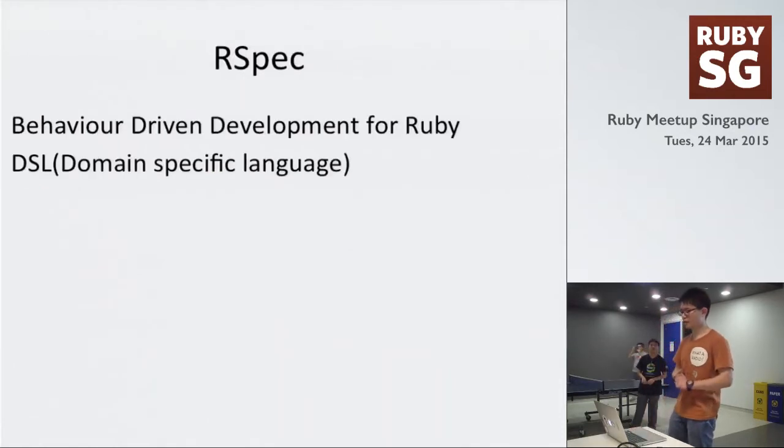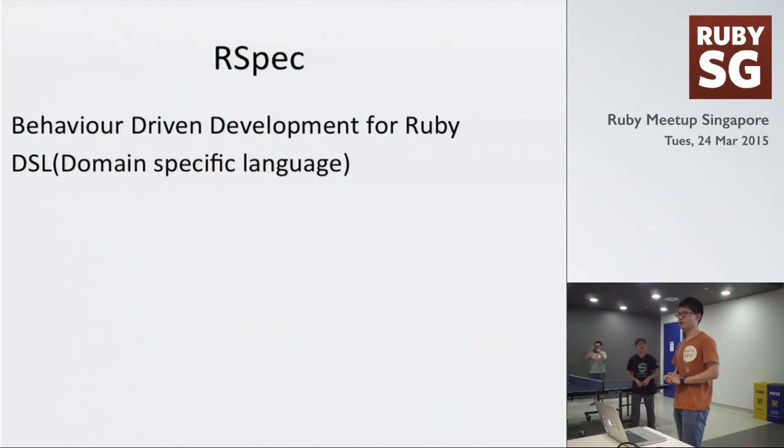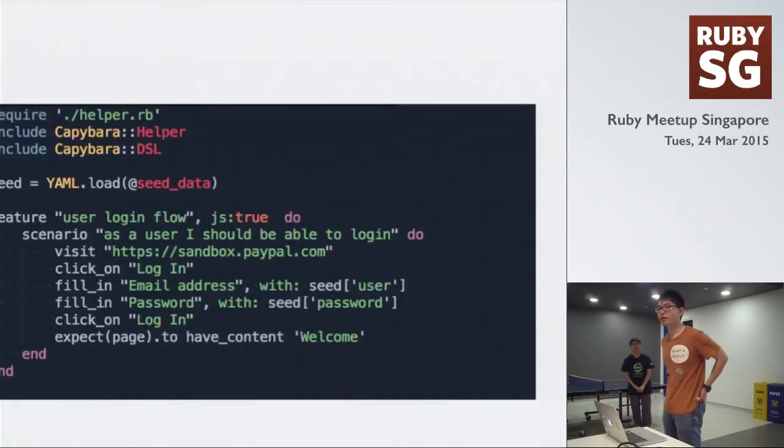The domain specific language we're using here is RSpec. It is a behavior driven development tool for Ruby. We also use Cucumber in some other projects, but mostly we are using RSpec for our test cases. And here is an example of how an RSpec plus Capybara script looks.